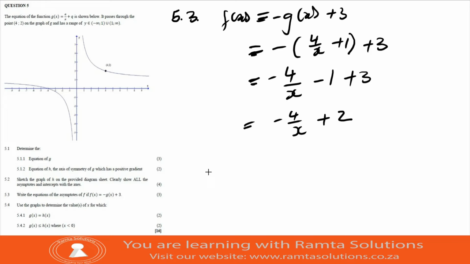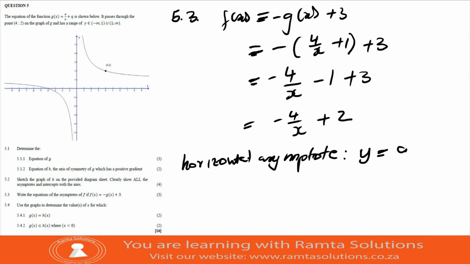For grade 10, remember your horizontal asymptote is y equals q, right? So I want you to look at this function here. Its a is negative 4, okay? And its q is positive 2, all right? Now, let's go back to the question.